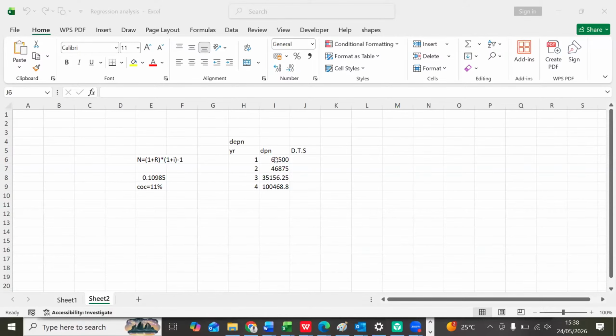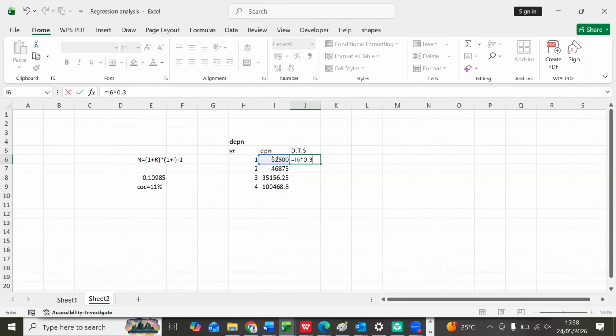So remember, what are we doing? We are taking depreciation times the 30%. So you come here, you say equals, you pick depreciation for year 1, then you say times 30%. 30% is the same as 0.3. Then I do Control Enter.